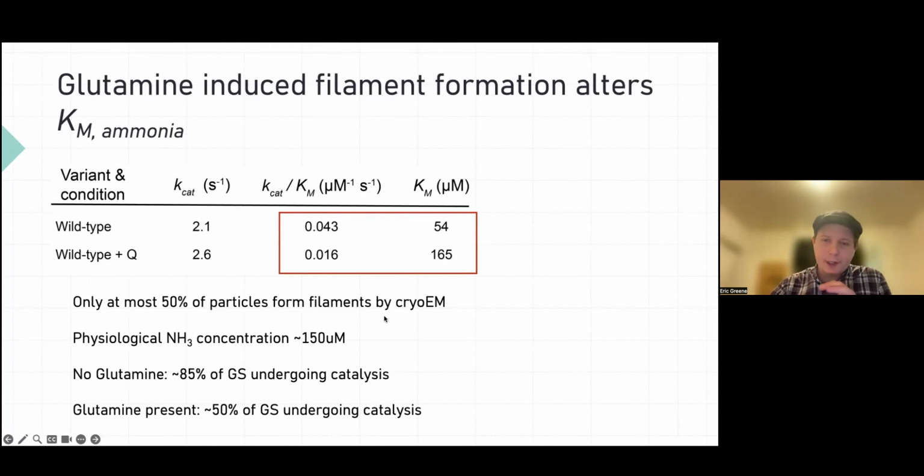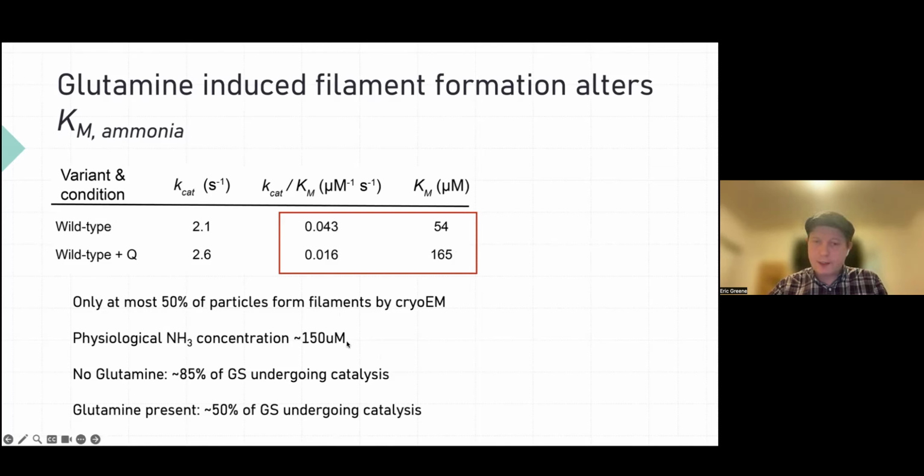I just want to contextualize this result for a second, which is that in our micrographs, at most, like 50% of the particles are in a filamentous form. So I should say that we are not fully forming filaments here, and we're not fully not forming filaments here. So this difference is actually an underestimate of what the likely difference will be for specifically filament and specifically non-filament particles.